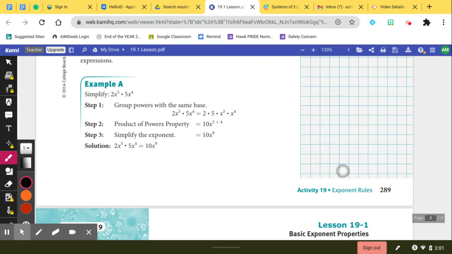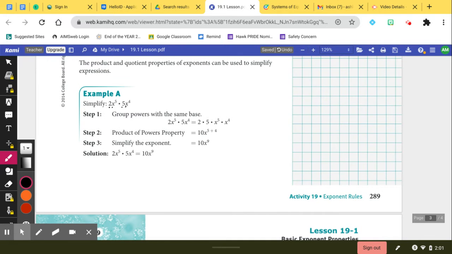Now, the biggest thing that I see students trying to do is they group 2 and x to the fifth, and they group 5 and x to the fourth. Those coefficients do not belong to those variables. Okay, I can rewrite this as 2 times x to the fifth times 5 times x to the fourth. The 2 does not belong to the variable, the 5 does not belong to the variable. So we can rearrange our multiplication because order doesn't matter for multiplication.